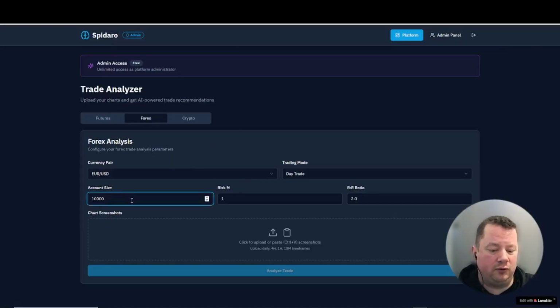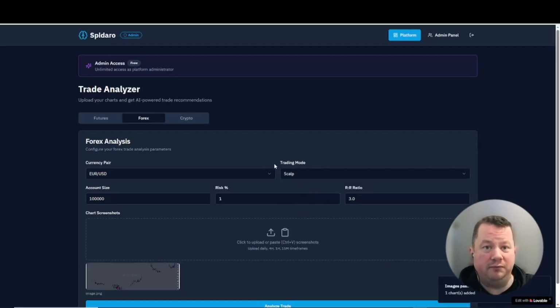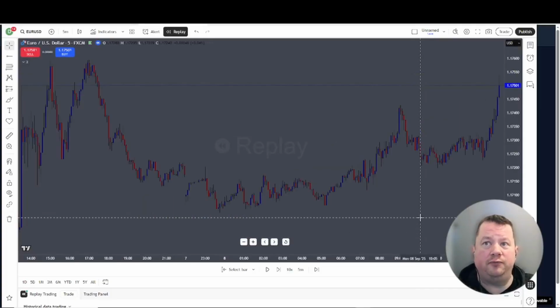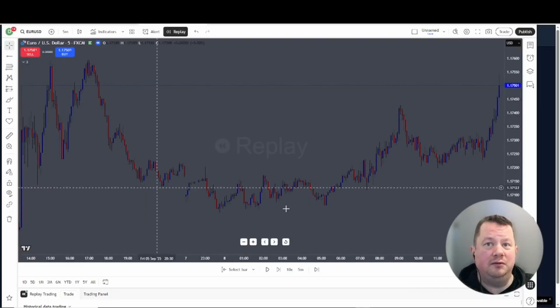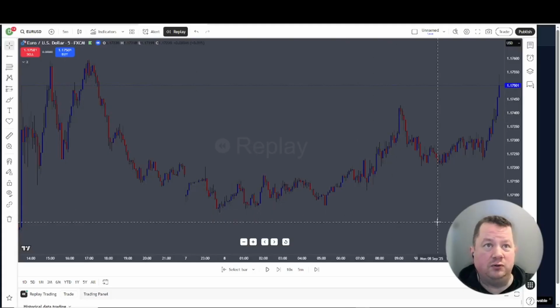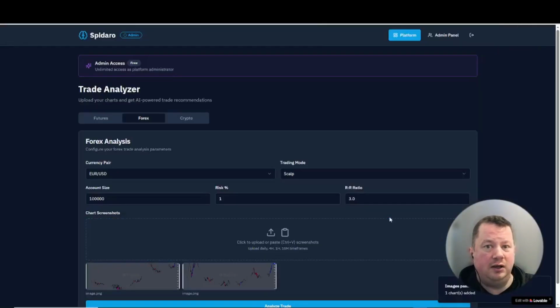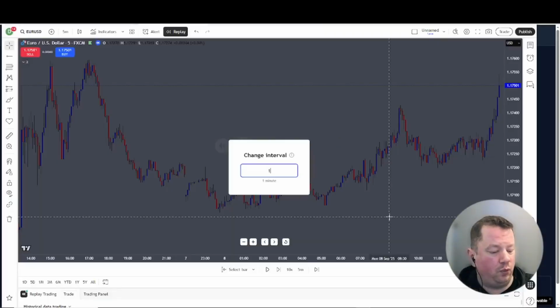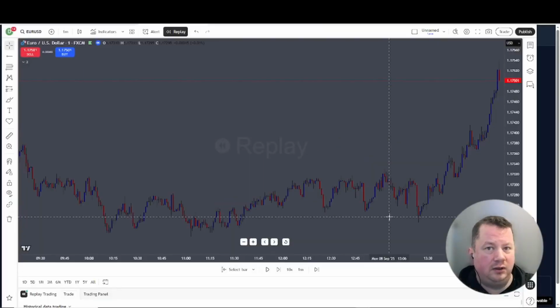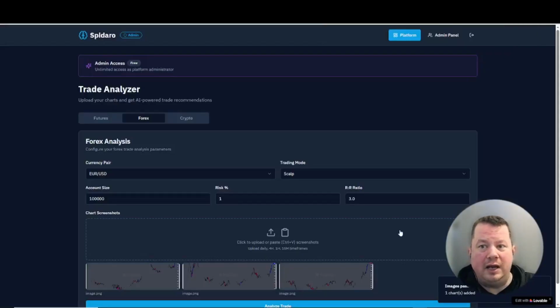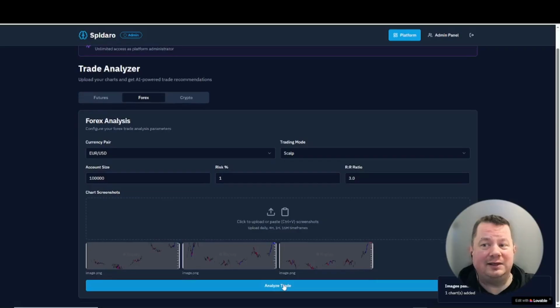And let me just check I've got the account size right. We want a 3-to-1 risk to reward, and we want a scalp. So all you do, you don't even need to click in, you just Control V, and it pastes the chart for you straight away. Then we go back in here, and we check the 5-minute. It would have automatically moved the chart so you can see all the price action inside there. Go in there, and then we want the 1-minute. Now, all we're going to do is come down here and select Analyze Trade.